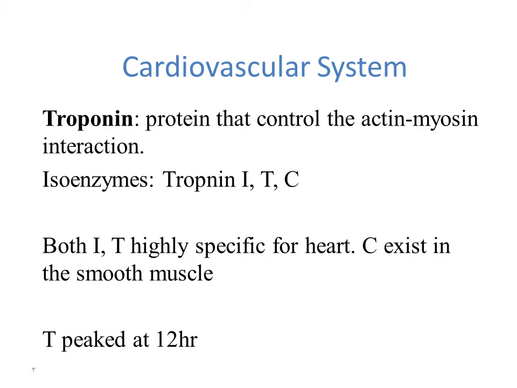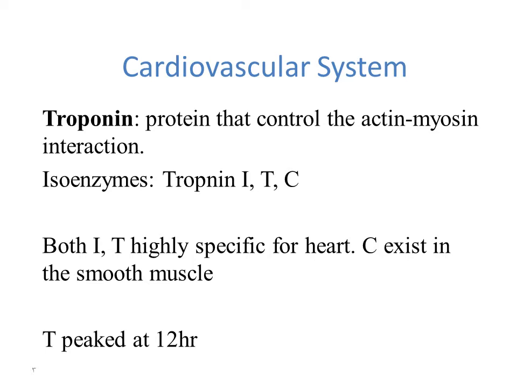Troponin is a protein that controls the actin-myosin interaction. There are 3 isoforms: troponin I, T, and C. Both I and T are highly specific for the heart. C exists in smooth muscle. The cardiac enzyme troponin T peaks at 12 hours.